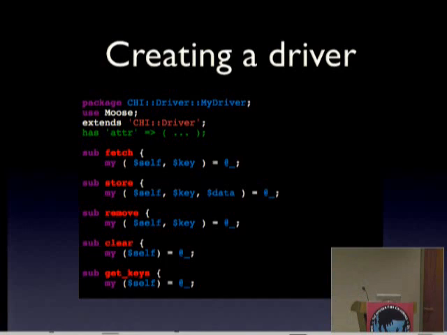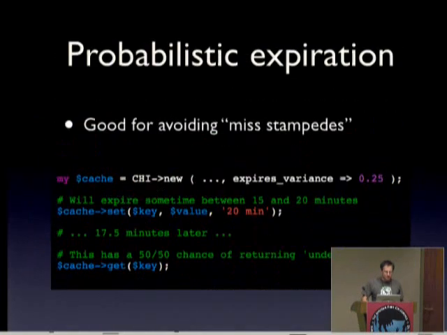Why do I have Moose on the slide? Because Chi is based on Moose, so these are Moose subclasses. At one point, it was possible to make a Chi driver without using Moose, and then I kind of abandoned that effort. It still might be possible, but I just decided to buy into the Moose Kool-Aid and go with it altogether. And I highly encourage you all to do that too.